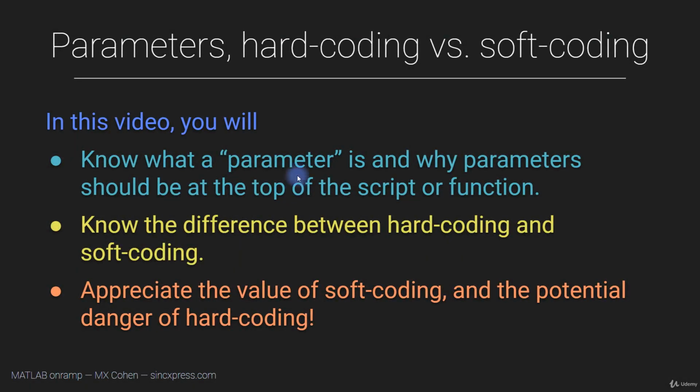So that's really all there is to say about hard coding versus soft coding. Essentially, you should always soft code your parameters whenever possible. It makes your code easier to read, more efficient, and less prone to errors.